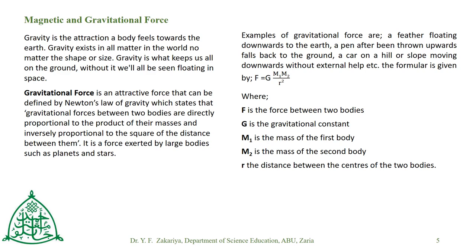Examples of gravitational forces are a feather floating downwards to the earth, and a car on a hill without acceleration moving downwards in a slope. The formula for calculating gravitational force is F equals G m1 m2 all over r squared, where F is the force between two bodies, G is the gravitational constant, m1 is the mass of the first body, m2 is the mass of the second body, and r is the distance between the centers of the two bodies.